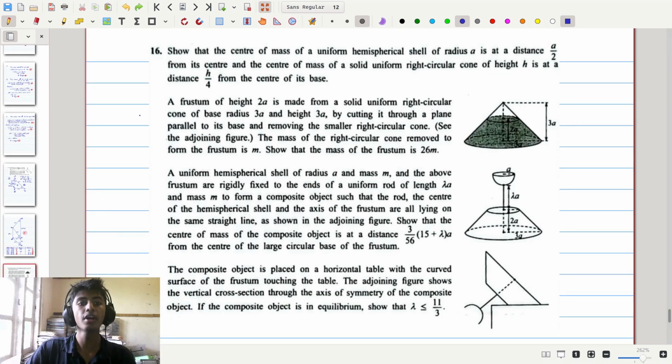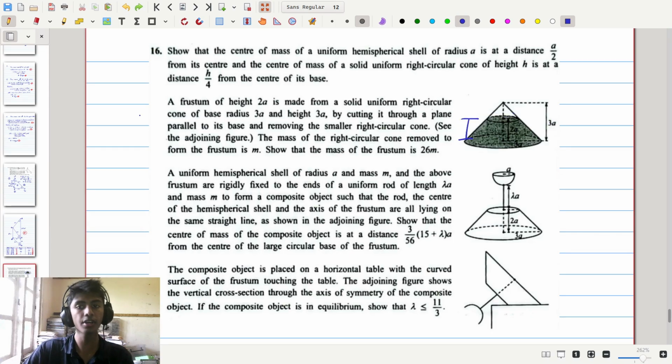It then says, a frustum of height 2a is made from a solid uniform right circular cone of base radius 3a and height 3a by cutting it through a plane parallel to its base and removing the smaller right circular cone. So we can see here, we initially had a cone of height 3a and base radius 3a, and we cut the tip of it such that we are left with a height of 2a here, meaning that the cone that we cut here had a height of a and a base radius of a. So when you remove it, we are left with this object right here, which is what we call a frustum.